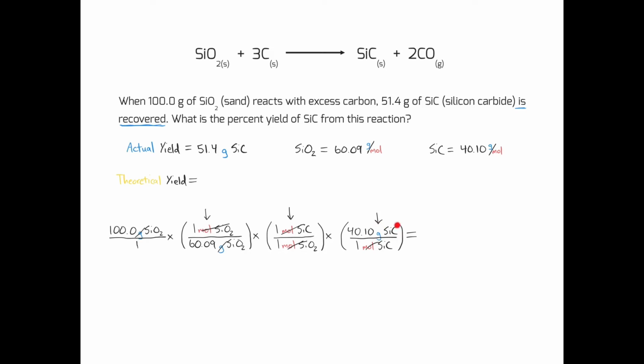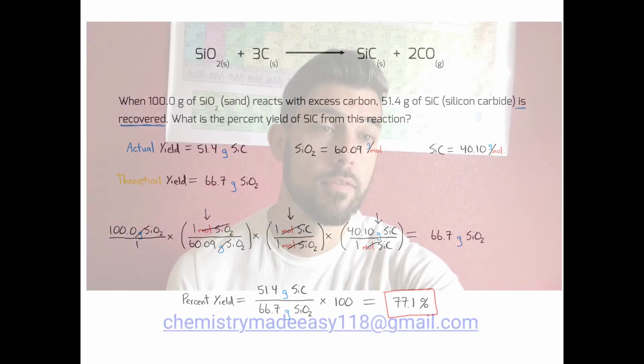And because this is what we're trying to find, we can go ahead and do our calculation. So we multiply 100 times 1 times 1 times 40.10 and divide by 60.09. And what we get is 66.7 grams of silicon carbide. So this is our theoretical yield. Now that we know our actual yield and our theoretical yield, we can go ahead and calculate our percent yield. So we do actual yield divided by theoretical yield times 100. And what we get is a percent yield of 77.1%.